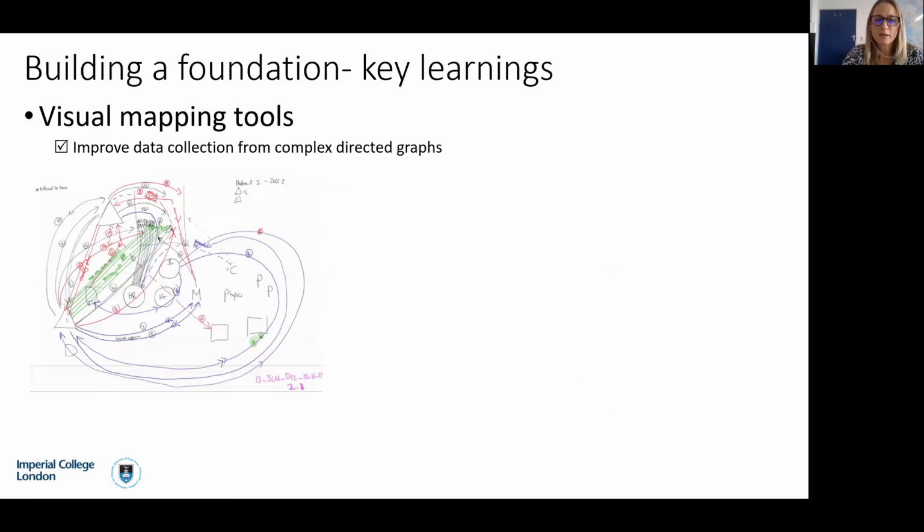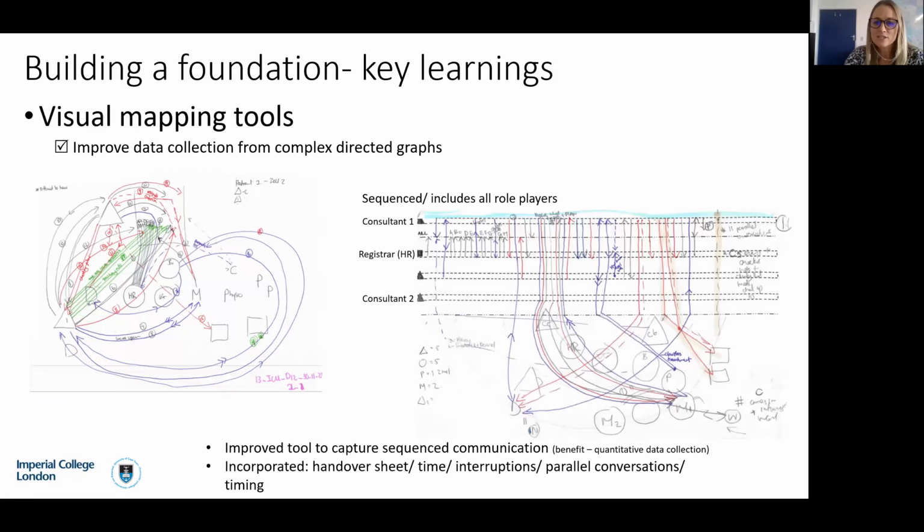The next thing that I'd just like to touch on is the visual mapping tools and how we improved them. Sometimes sociograms are very complex, especially in long ward rounds around a specific patient. And so what we found was difficult. It was difficult to take out counts of communication for us to analyze this. And so we've redesigned the capturing counts of communication to now sequence the counts along a timeline.